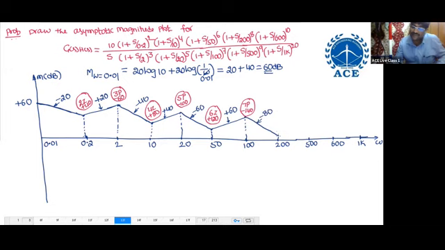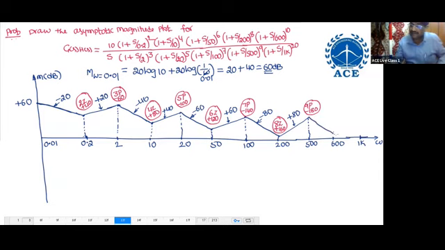At 200, what are there? 8 zeros, which means plus 160. Plus 160 minus 80 becomes plus 80. Next at 500, what are there? 9 poles, so minus 180. Minus 180 plus 80 means minus 100.